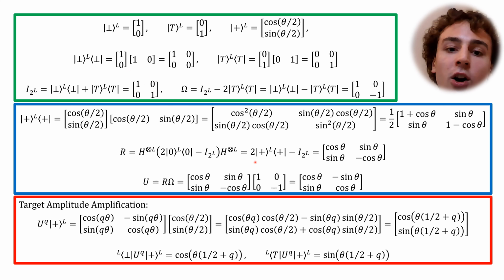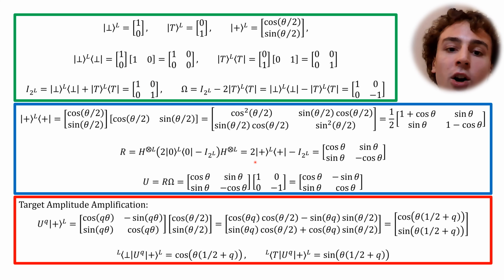And this R is reflecting over the plus axis. So we actually have a composition of two reflections. And the composition of two reflections is going to give us a rotation. The unitary operator U is a rotation in a two-dimensional plane. So let's have a look at this matrix representation over here. On the left we have R, and on the right we have omega.